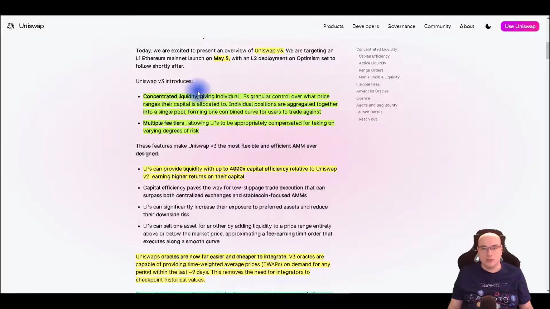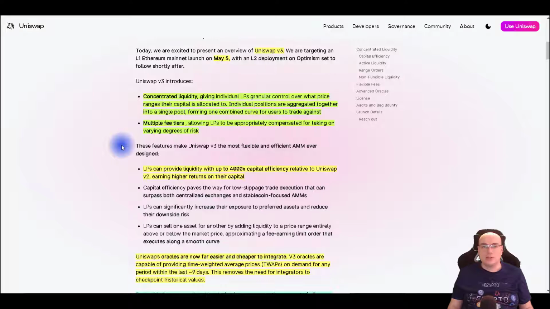So, according to their last update, Uniswap version 3 will be launched on May 5th. Let's see what version 3 will bring. Concentrated liquidity, giving individual liquidity providers granular control over what price ranges their capital is allocated to. Individual positions are aggregated together into a single pool, forming one combined curve for users to trade against. Other things, multiple fee tiers, allowing a liquidity provider to be appropriately compensated for taking a varying degree of risk.